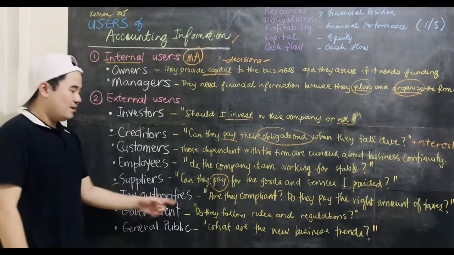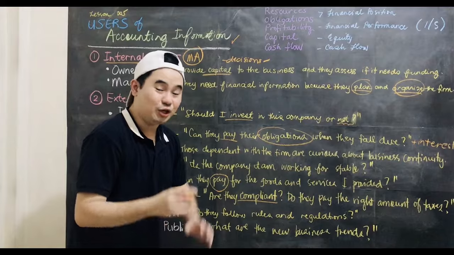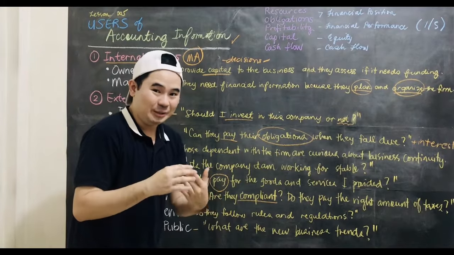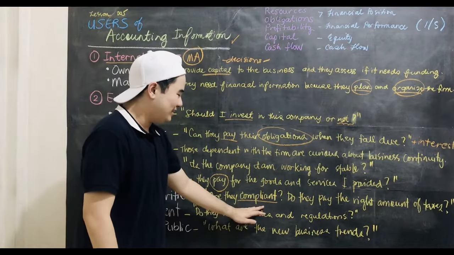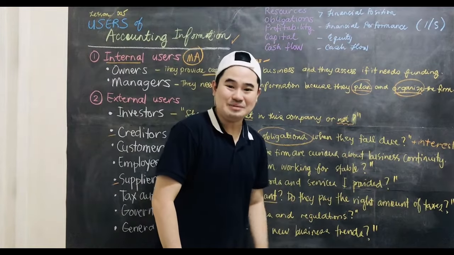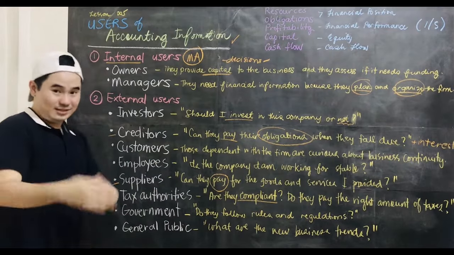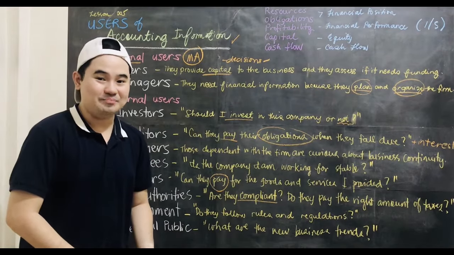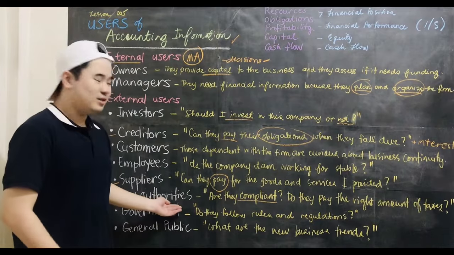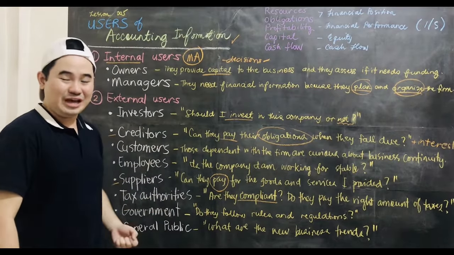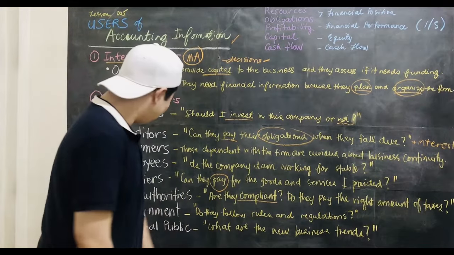Tax authorities. Are they compliant? Take note of the word compliant. When we say compliance, yung ating pagtugon sa dapat na ginagawa natin. Are they compliant? Do they pay the right amount of taxes? So, the tax authority in our country is the Bureau of Internal Revenue, or the BIR. So tax authorities will request your financial information to see if you are paying the right amount of taxes.